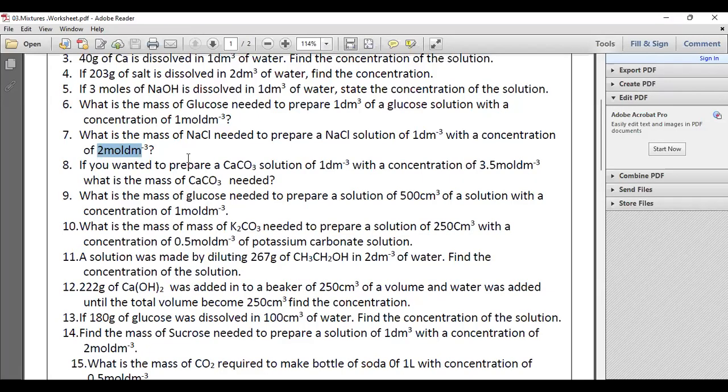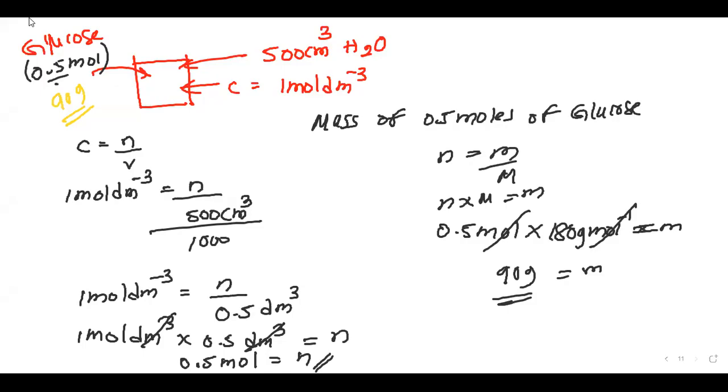Question 10. What is the mass of potassium carbonate needed to prepare a solution of 250 centimeter cubes with a concentration of 0.5 moles per decimeter cube of potassium carbonate solution? First, let's sketch a diagram. We dissolve the potassium carbonate in 250 centimeter cubes of water.